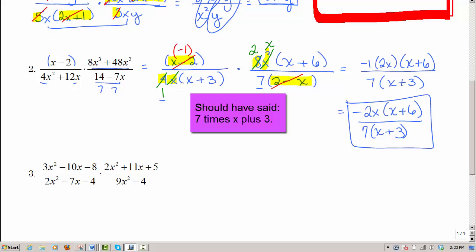So we have to know how to factor. We need to know about opposites.